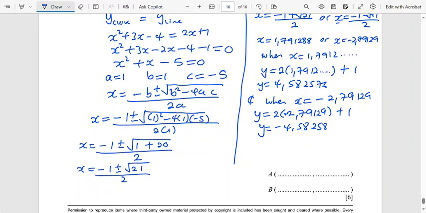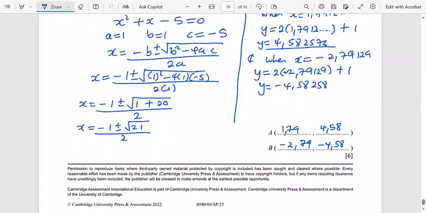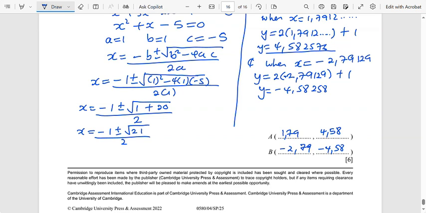But make sure that when I put x is equal to 1.79, I should then put the corresponding value of y. I don't need to put these values randomly. I just need to pair according to how I found them. So I also found that when x is minus 2.79, y is minus 4.58. And these are the two answers. So this was how this question paper was supposed to be solved.